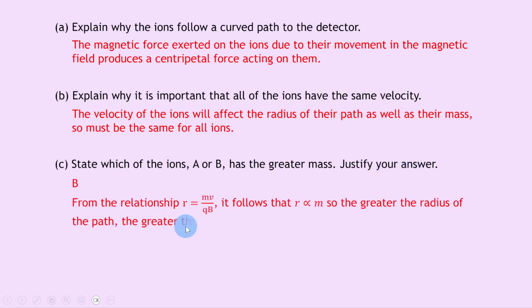and the justification for that is that from the relationship r equals mv over qB, it follows that radius is directly proportional to mass, so the greater the radius of the path, the greater the mass. And we just saw in the diagram that the path of ions B had the greater radius.